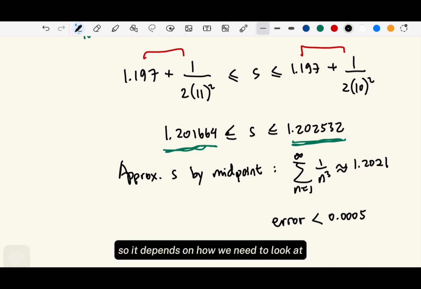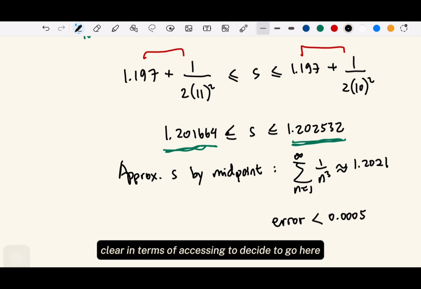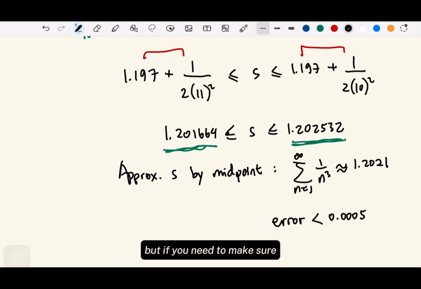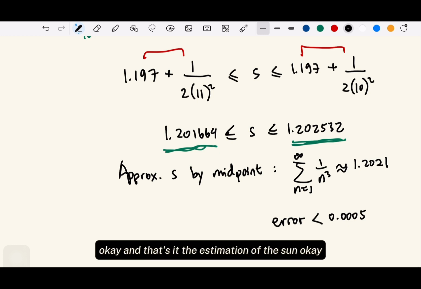So it depends on how we need to look at the visualization. If we need to make it clear in terms of s, I think we can just directly go here. But if you want to go through the error itself, I think you can use the previous one. Both of them are actually the same, but maybe the result will be slightly different. Okay, and that's it, the estimation of the sum.